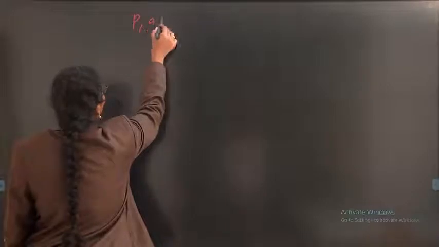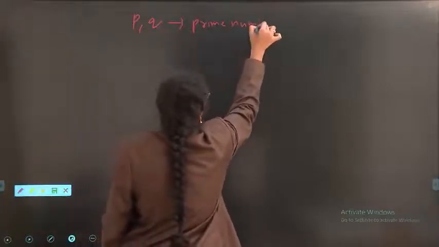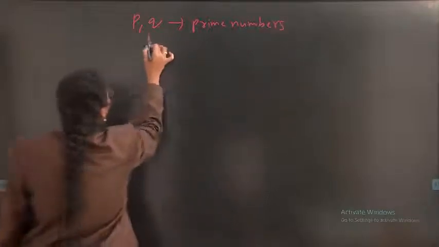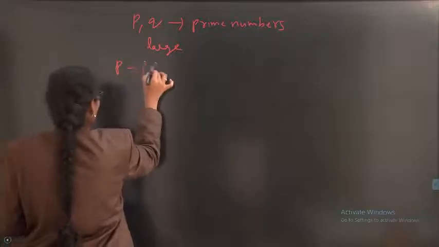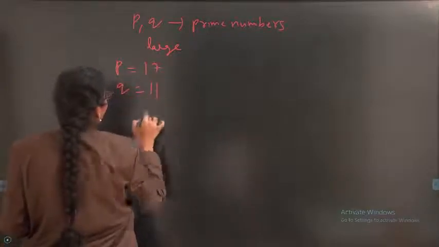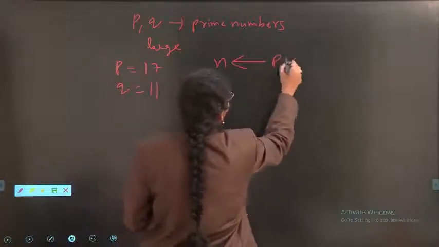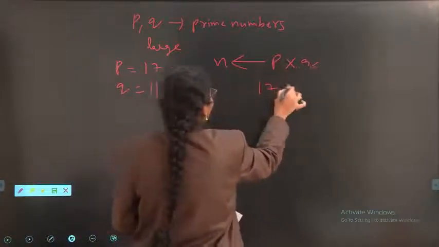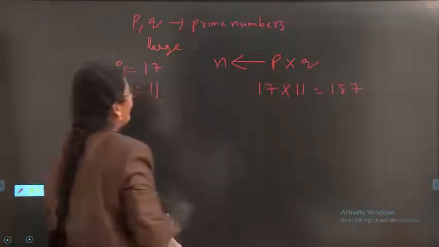So let us see the example for RSA. We will see the example for RSA and we will close. So we should take two prime numbers p and q. P and q are two large prime numbers. For example, let us take p equal to 17 and q equal to 11. Now you have to calculate the value of n. N is nothing but p into q. So 17 into 11 equals 187. So we are calculating the value of n.